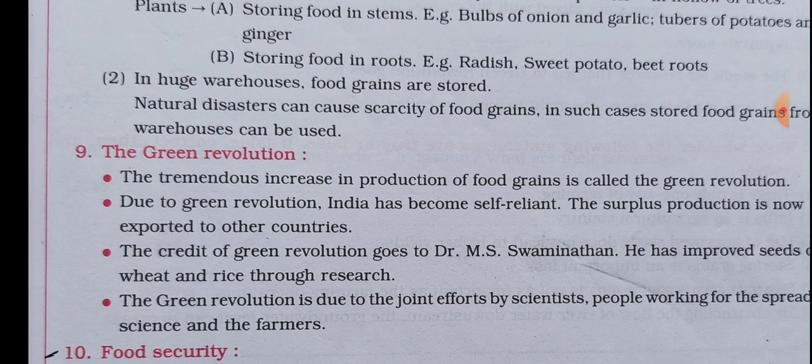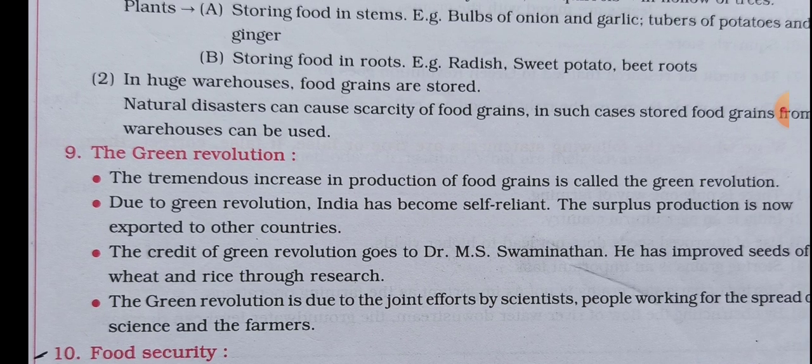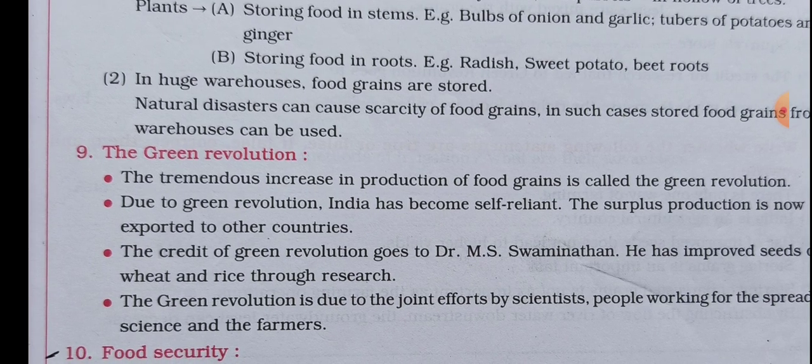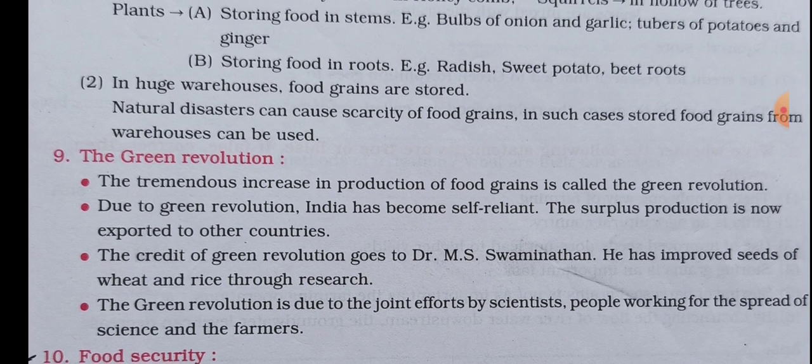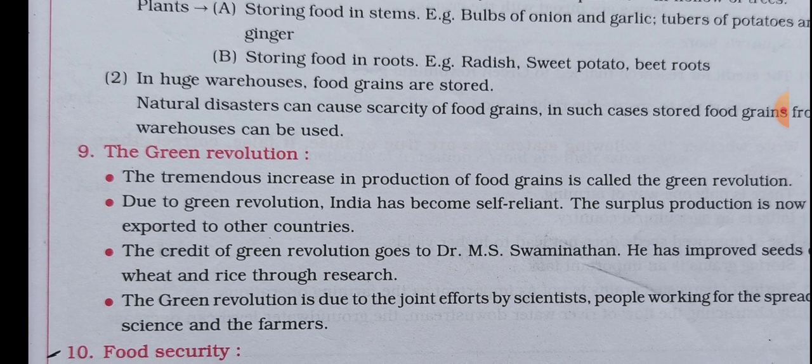The credit of the green revolution goes to MS Swaminathan. He was a great person, a scientist, an agriculturist, the father of the green revolution. He improved the seeds of wheat and rice. Three types of seeds he improved. He did research work on these seeds, especially wheat and rice, and we became self-reliant in these two.